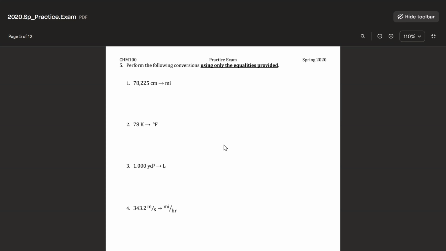There's going to be a volume question where you have to look at the cube, like going from centimeters to inches, but cubed. Remember when we did that? Number 3 is going to be a volume conversion. And number 4 is going to be a combined unit, like a speed or a density.